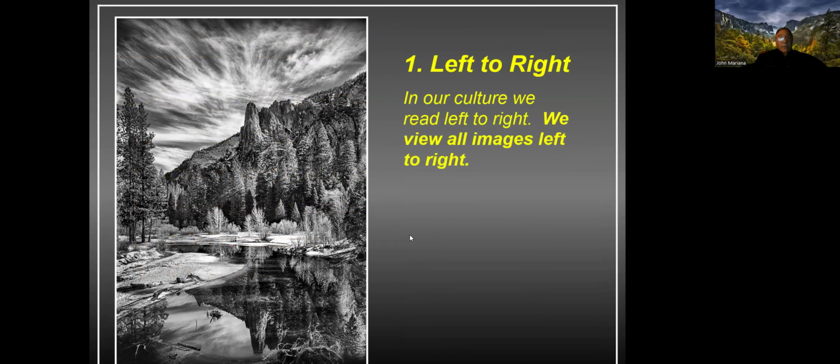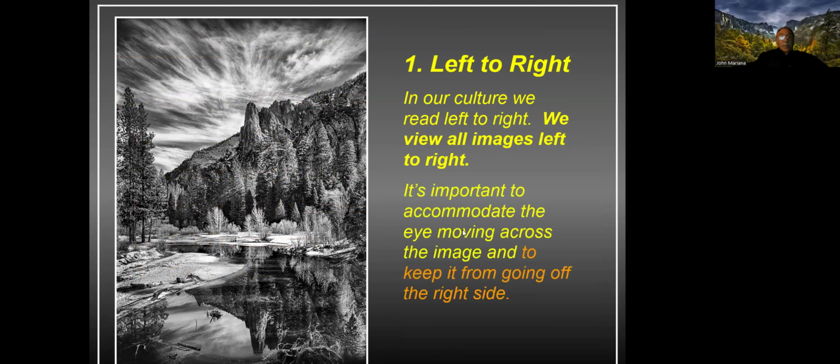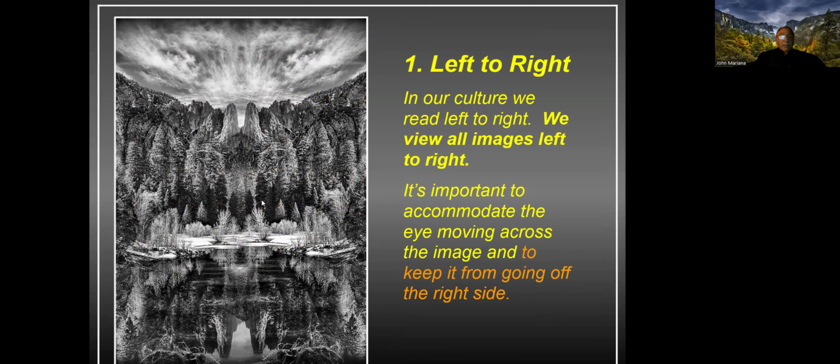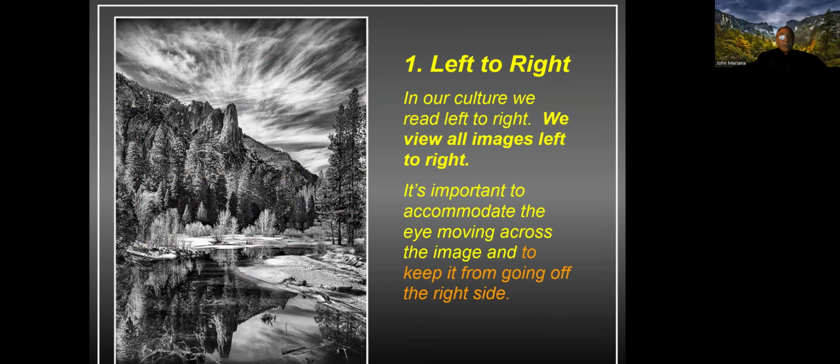Now we read left to right. So we really come in from the left of an image. And it's important to accommodate the eye moving across the image to keep it from going off the right-hand side. For example, if I flip this image this way, your eye comes in, sees the main part, and then you tend to go off the right-hand side of the image.